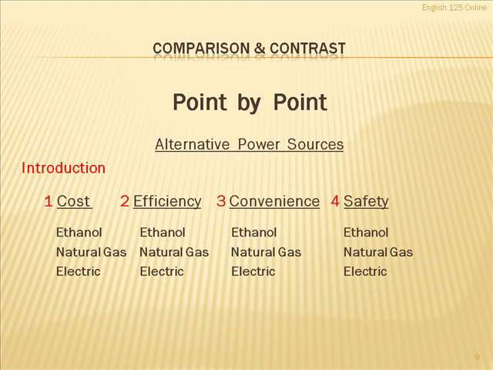And then you discuss point 3, convenience: ethanol, natural gas, electric. And then point 4, safety. You discuss ethanol, natural gas, electric. And then a conclusion. As you can see, these fall into some very simple patterns, and they're quite easy to use.